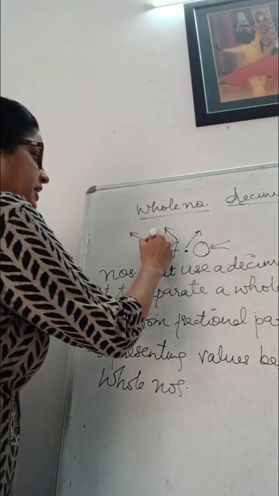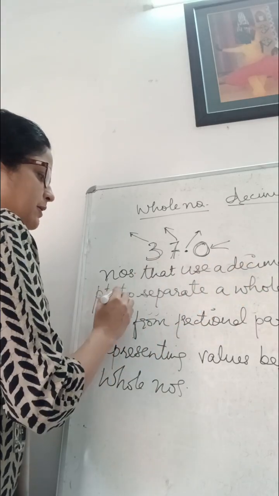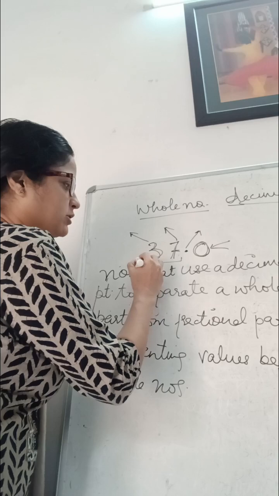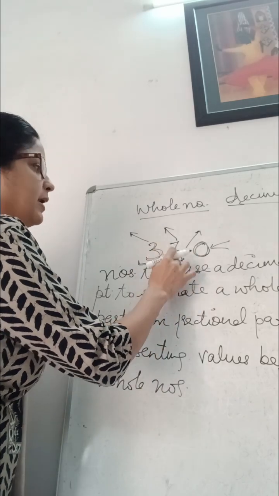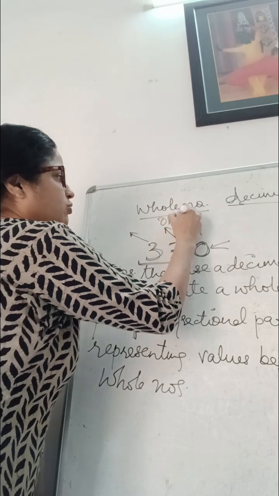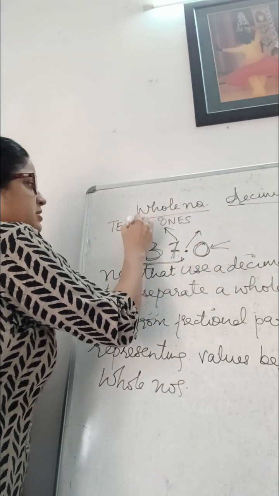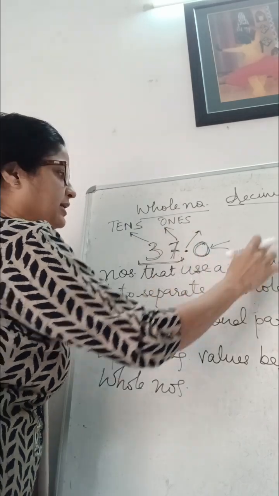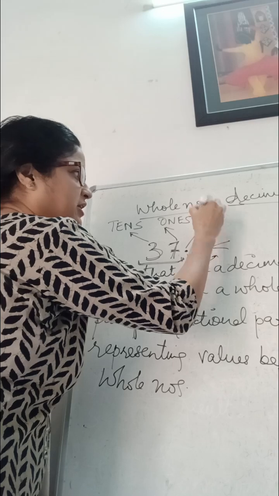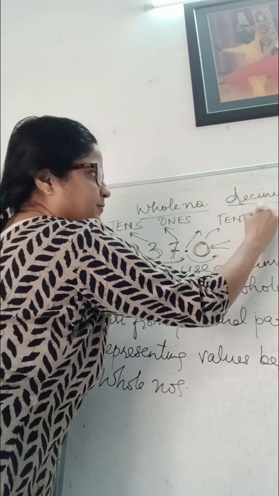For example, I have written here 37.0. So that uses a decimal point to separate a whole number. Okay, let us suppose this is my whole number, and the first digit here is called ones. The second digit here is at the tens place. So right hand side of the decimal point पे मेरे क्या होंगे? These are the fractional part. तो जो ये first position पे present होता है उसको मैं बोलती हूँ tenths.